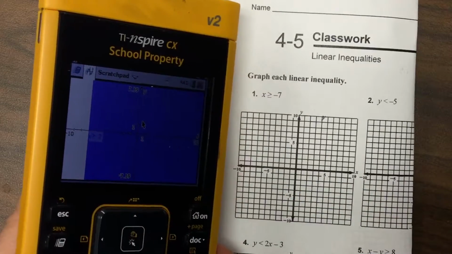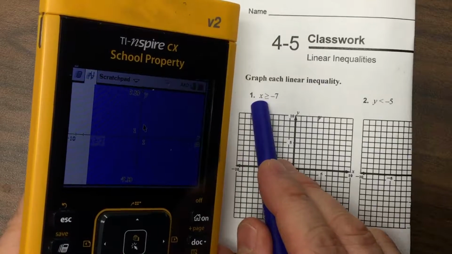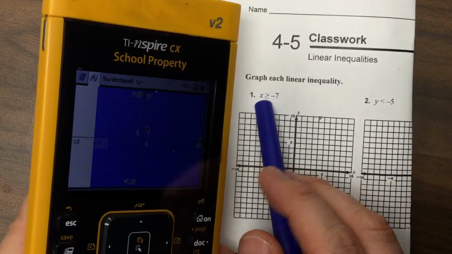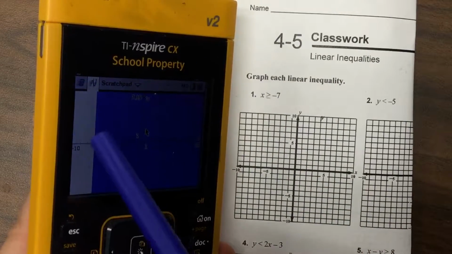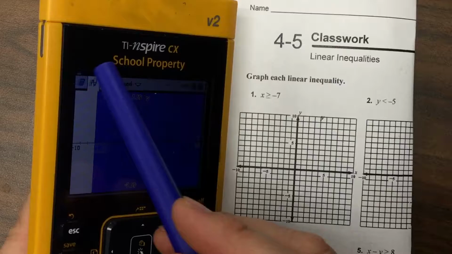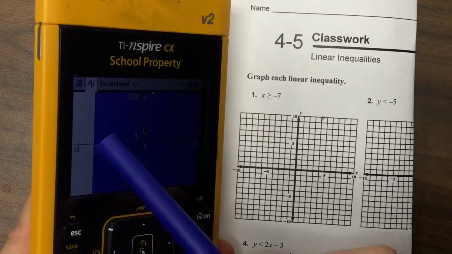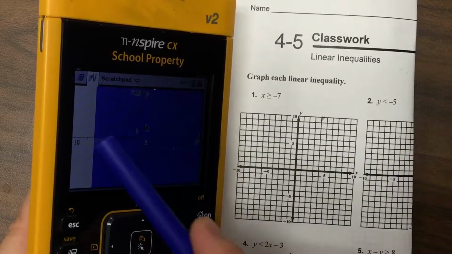Now let's explain what that means. The vertical line is because whenever you have x equals something or x is greater than something, you're dealing with an undefined slope. It's one of those special cases. A zero slope is horizontal. This is an undefined slope. It's straight up and down. And where does it cross the x-axis? At -7.